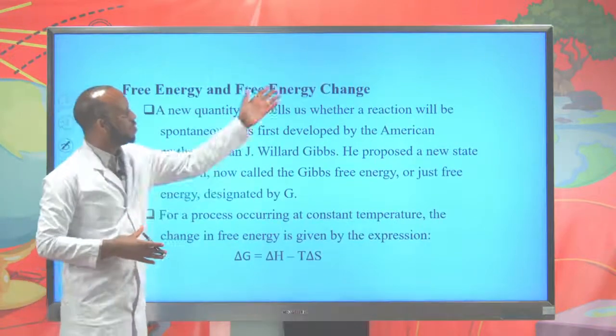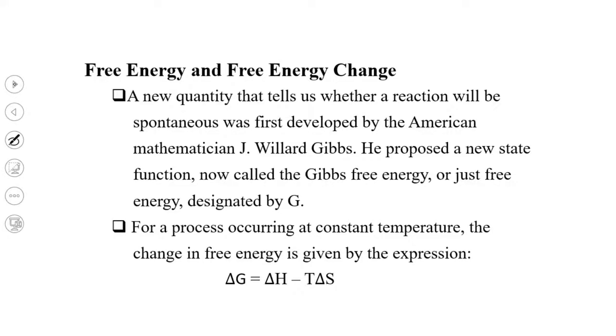Free energy and free energy changes. Free energy is denoted by the symbol G, capital G, and free energy change is denoted by delta G. A new quantity that tells us whether a reaction will be spontaneous was first developed by the American mathematician J. Willard Gibbs. He proposed a new state function, now called the Gibbs free energy change, or just free energy, denoted by G.